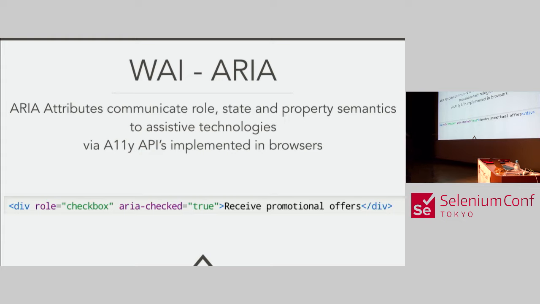Now, how do we make this accessible information available? It's nothing but ARIA attributes. ARIA attributes communicate role, state, property, and semantics to assistive devices. By assistive devices, I mean any technology that helps people with a vision impairment, like colorblind people or people who have no vision at all, still be able to use applications just like we do. And that's nothing but screen readers.